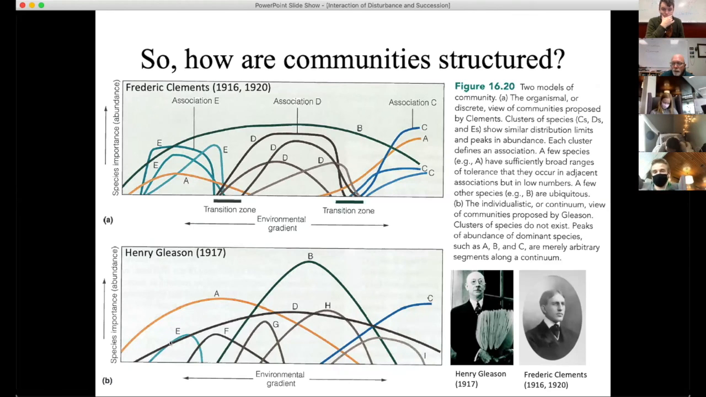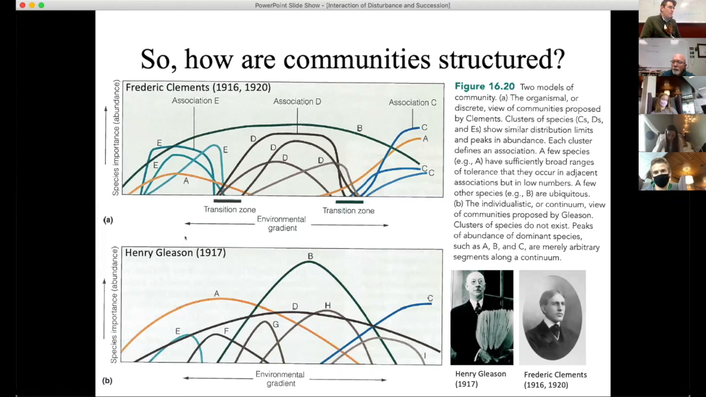Gleason, on the other hand, held this idea that species are out there doing their individual thing. You know, a big bluestem plant is doing its thing, a lead plant is doing its thing, a goldenrod is doing its thing. And in the process of that, there are some environments that are suitable for one species. There are other environments that are suitable for another species. There are other environments that are suitable for other species.